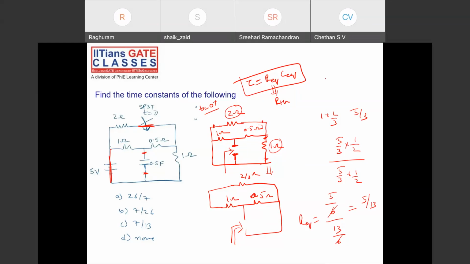What is C equivalent? C equivalent is 1 by 2 or 0.5. So tau is equal to R equivalent into C equivalent, 5 by 13 into 1 by 2, which is 5 by 26. But you're getting none of these, right?